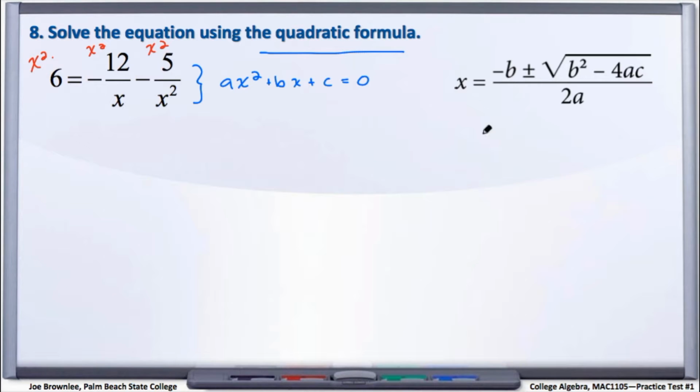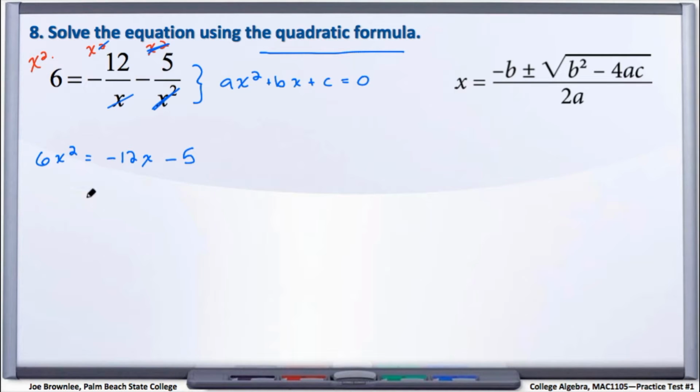All right, so when we multiply the equation by our common denominator, we end up with 6 times x squared, which is 6x squared, equals, here this single x will cancel with one of the x's that we're multiplying by, and so we're left with negative 12 times x, so we end up with negative 12x, and here this whole x squared cancels with that whole x squared, and so we're just left with negative 5.